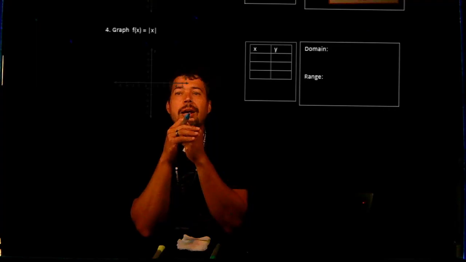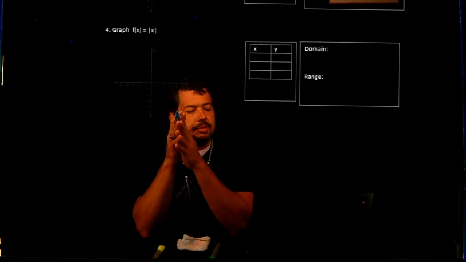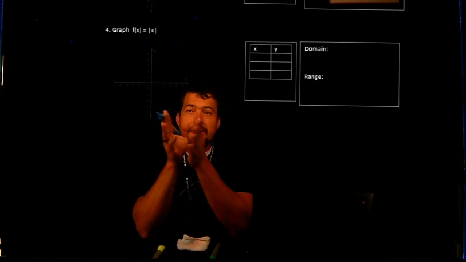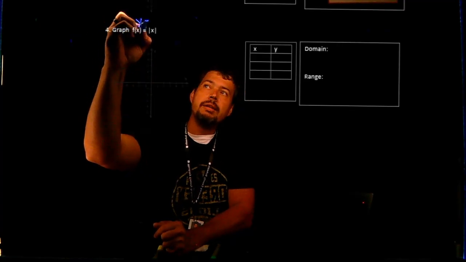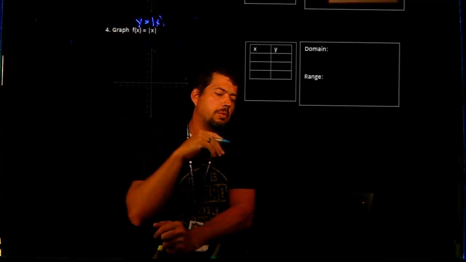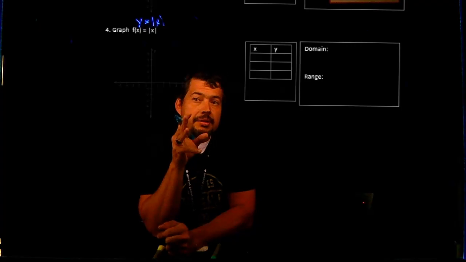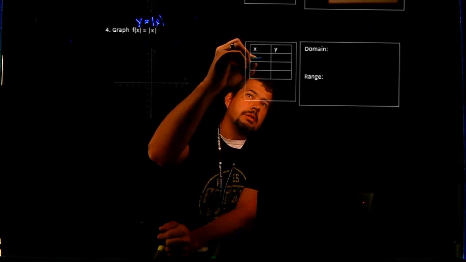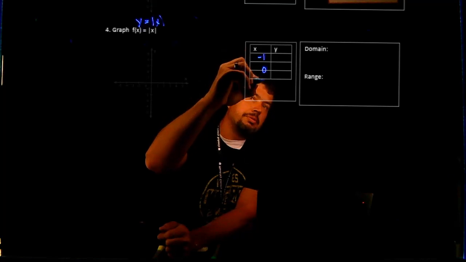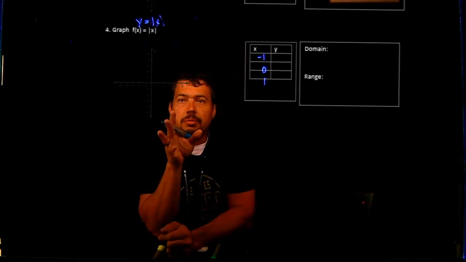Number 4, y equals the absolute value of x. Now, by the way, I've said something here I haven't mentioned, that f of x is always a y. It is just fancy for y. So this is y is the absolute value of x. So let's go to our table here. Let's let x be these 3 points, which we use often, -1, 0, and 1.